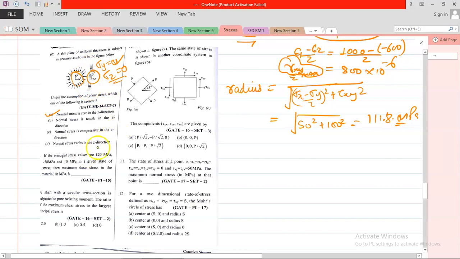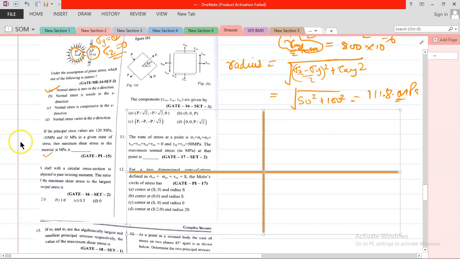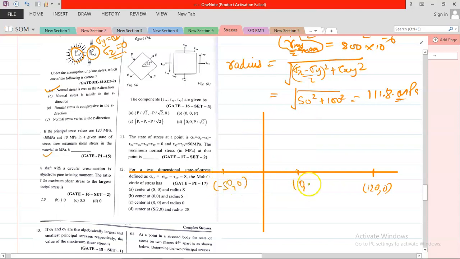Now in the next question, if the principal stress values are 120 megapascal, minus 50 megapascal and 10 megapascal, then the maximum shear stress is. So I hope everyone remembers what I discussed in the last class. This is a good question to clear the concept. So first of all the value is 120, 0. Your second point is minus 50, 0, and your third point is 10, 0. These are the three principal stresses.